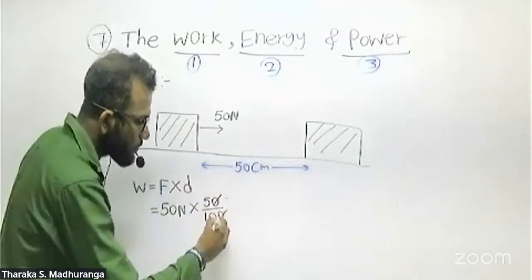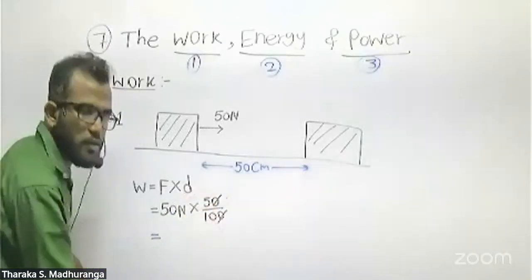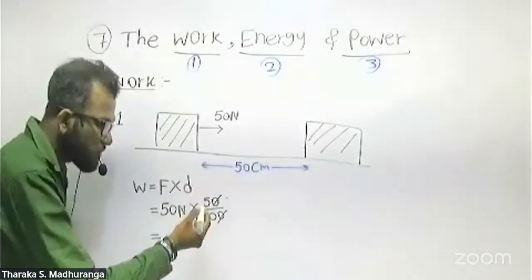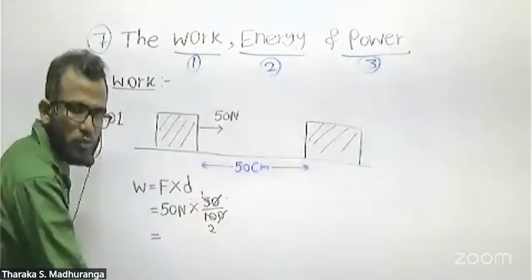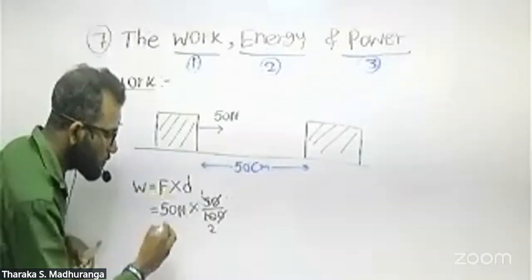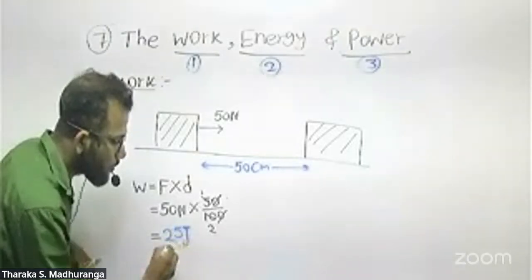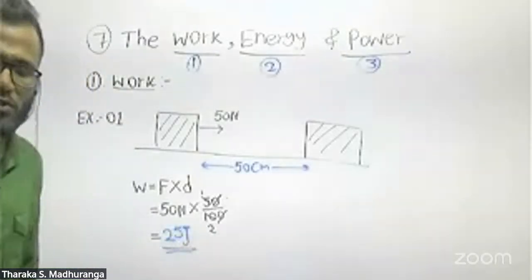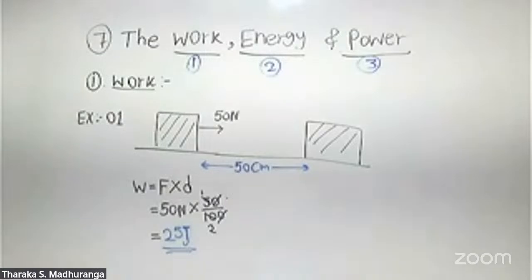Then you can substitute. 5 over 10 means 0.5, which is half, 1 over 2. Then the value is 50 over 2, which is 25 joules. 25 joules is the answer.